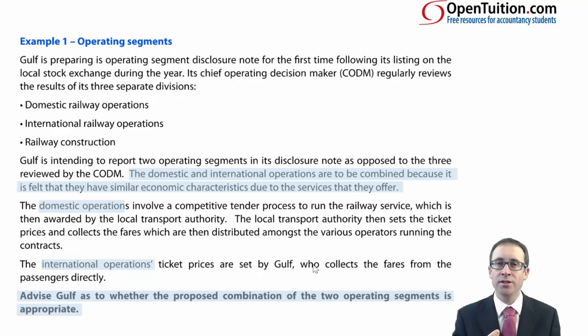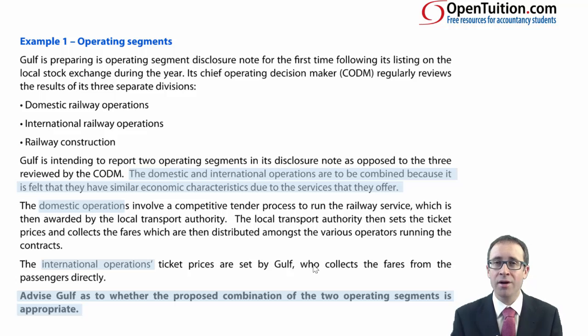For the domestic operations to be combined, then I'd have thought that the prices would need to be set by Gulf. And I would also have thought that Gulf will need to collect the fares from the passengers directly. Okay. If that's the case, then the products and the services are the same, and the way in which they are operated is the same. And therefore we could combine them, couldn't we? But let's just go through and have a look at the domestic operations.